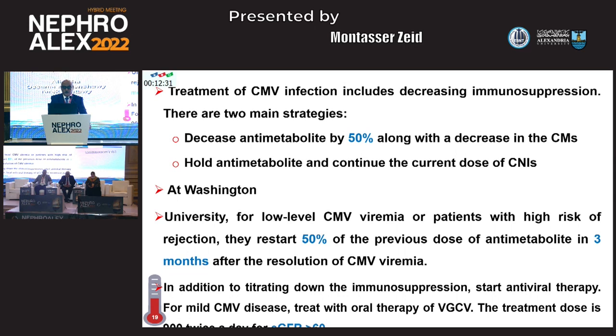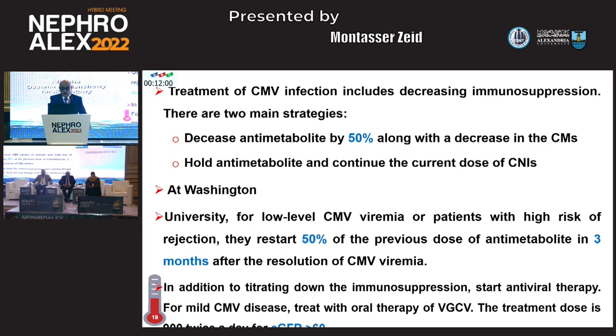Treatment of CMV infection includes decreasing immunosuppression and 2 main strategies: decrease antimetabolites by 50% with maintenance of CNI, or hold the antimetabolite and continue the current dose of CNI. At Washington University, for low level CMV viremia or patients with high risk of rejection, they restart 50% of the previous dose of antimetabolites 3 months after resolution of CMV viremia.